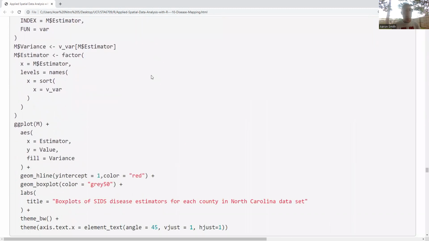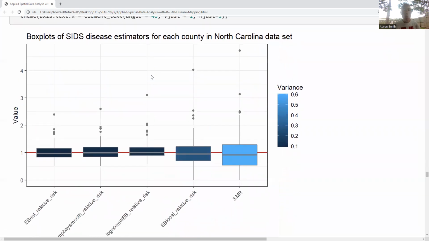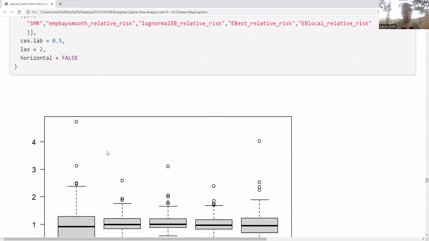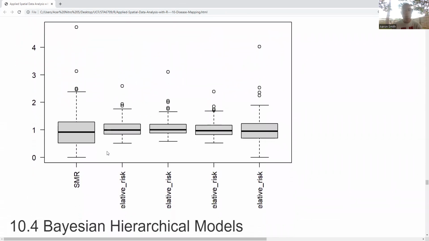All right, so now let's use box plots to get a feel for what's going on. The goal of this visualization for me is to show you how much more variation we have between these different models. You'll notice that SMR, which only relies on the data for the individual county, has the greatest variance, the greatest spread, greatest dispersion. The local calculation has more than the others, and then the ones that use empirical Bayes are the ones that have the least variation. And here is the author's calculation. I like my ggplot better.